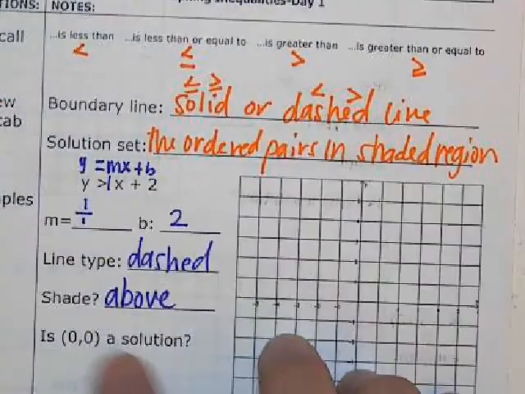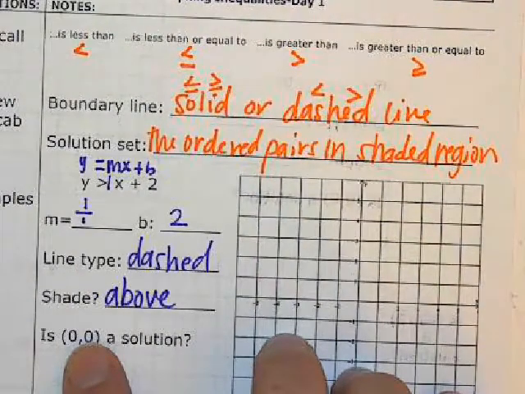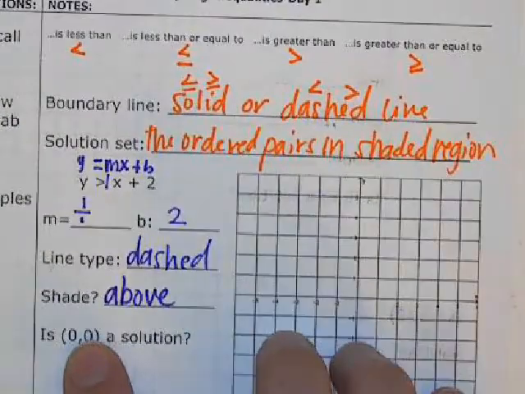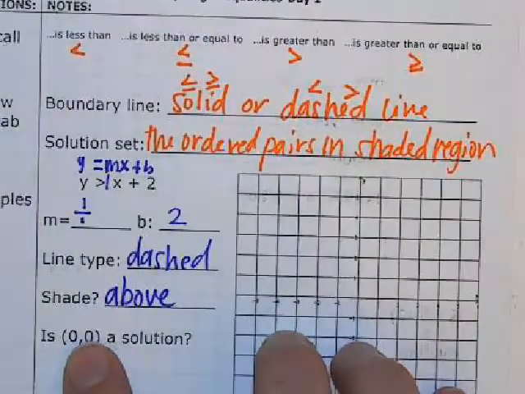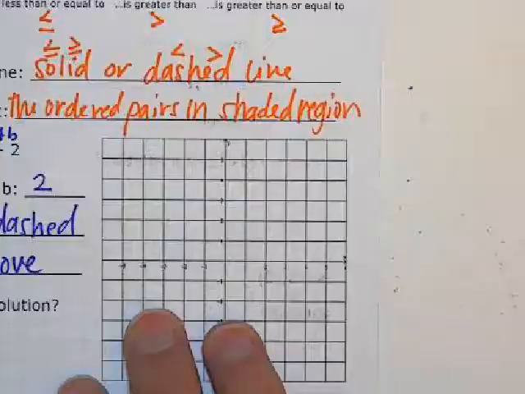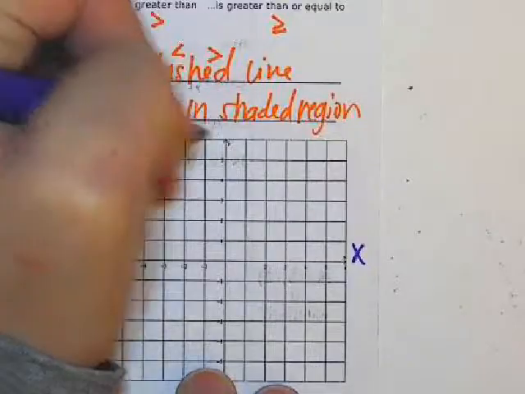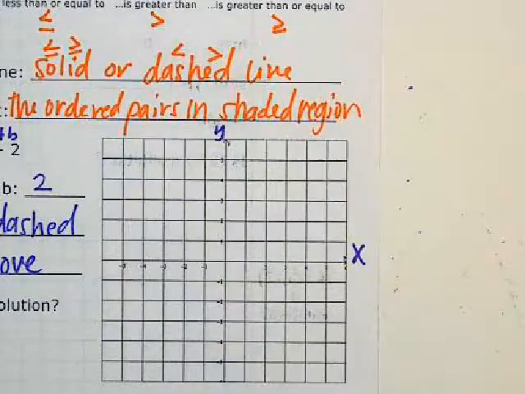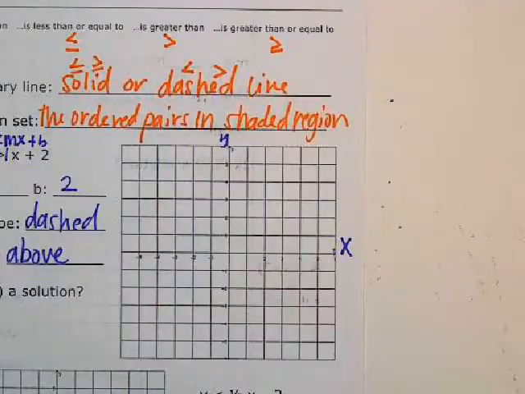Can I tell if something's a solution yet? No, it's got to be in the shaded region. Have I shaded anything? No, so I can't tell yet. All right, label your x and y axis. And you're going to graph exactly how you've learned how to graph.